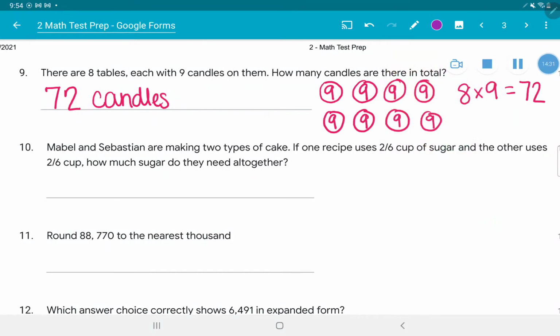All right, let's go ahead and go to the next question. Mabel and Sebastian are making 2 types of cake. If one recipe uses 2/6 cup of sugar and the other uses 2/6 cup, how much sugar do they need altogether? I want you to go ahead and solve that one.